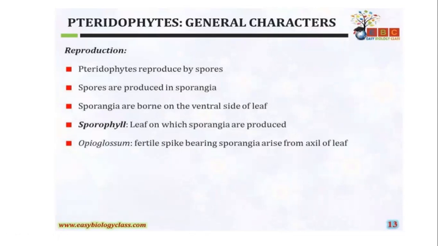These spores are developed in specialized structures called sporangia. And these sporangia are borne on the ventral side of the leaf. So that's why leaves play a very important role here in the pteridophytic plants. The leaves are the ones which are going to give the space for the development of the sporangia. The leaves which bear these sporangia, we call them sporophylls.